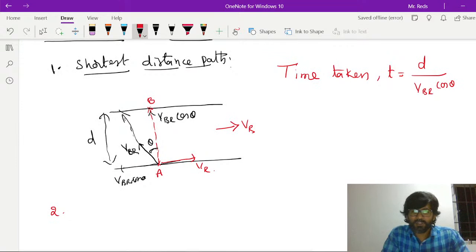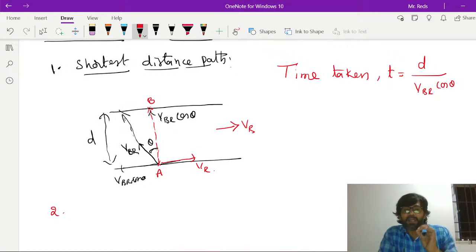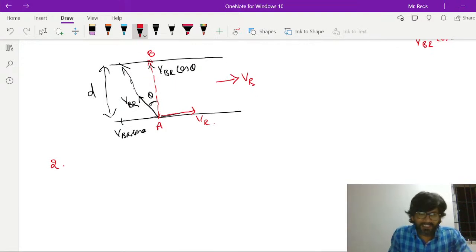That means to cross the river in the shortest possible time, how the boat has to cross. We call it the shortest time path.